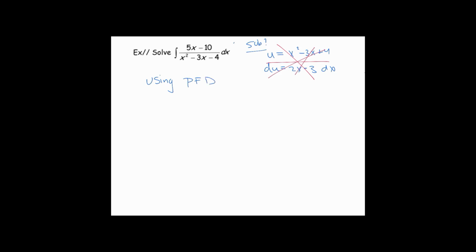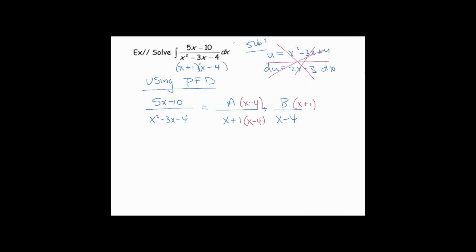Using partial fraction decomposition. That method requires that we split up 5x minus 10 over x squared minus 3x minus 4. And the claim is, since this factors into x plus 1, x minus 4, we can write this as A over x plus 1 plus B over x minus 4. And so then we would get a common denominator to turn the right side into looking like the left side. So I'd have to multiply the top and the bottom of this by x minus 4, and the top and the bottom of this by x plus 1. And then you just focus your attention on the numerator. So that would say 5x minus 10 is equal to A times x minus 4 plus B times x plus 1.